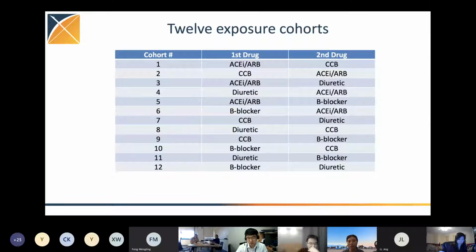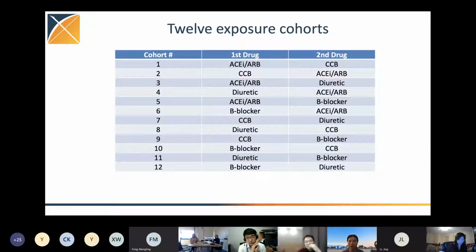Here we define 12 exposure cohorts because we focus on 4 different drug classes: ACE inhibitors, ARBs, calcium channel blockers, diuretics, and beta blockers. So we want to generate the cohorts that exhaust all the different combinations of these drug classes. As you see, these represent 12 exposure cohorts. The first one is ACE inhibitors or ARBs, and then the second drug is calcium channel blocker. And then the second cohort would be the other way around. The first drug is calcium channel blockers, and the second drug is ACE inhibitors and ARBs.